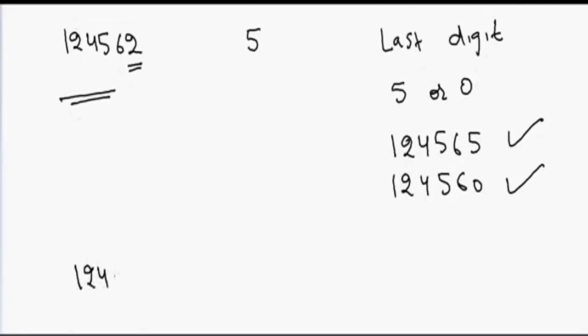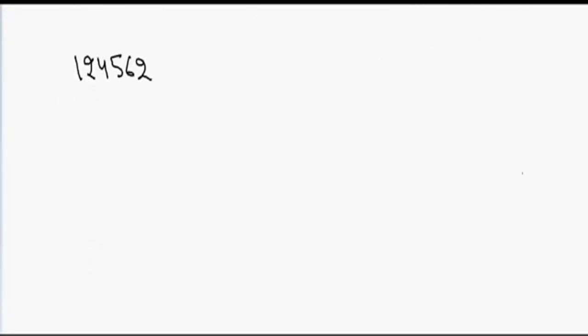So I have 1, 2, 4, 5, 6, 2. So is this number divisible by 6? So to check that, we know that 6 is a multiplication of 2 and 3. So we have to run the test for 2, and then we have to run the test for 3. Because this is an even number, we know that it is divisible by 2. So this is okay.